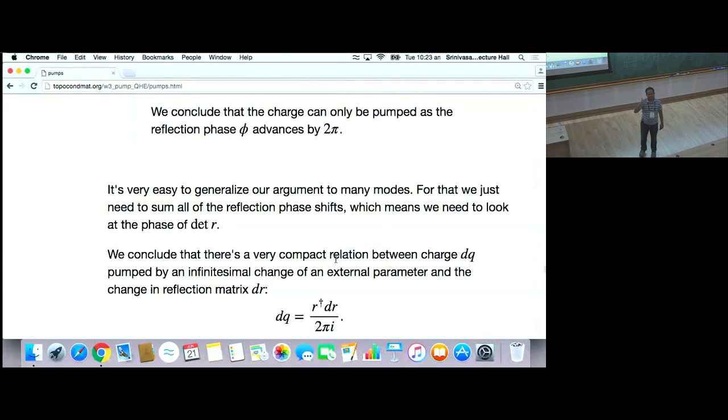And the argument is that the phase winding, the change of this phase as you go through the pump process, is exactly the number of charges pumped. Okay, that's basically the argument. So why is that?